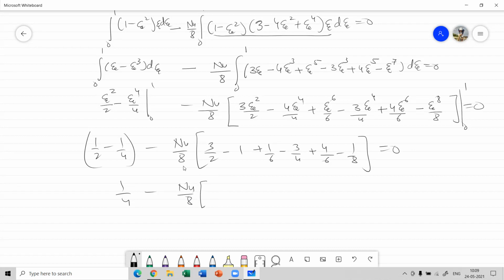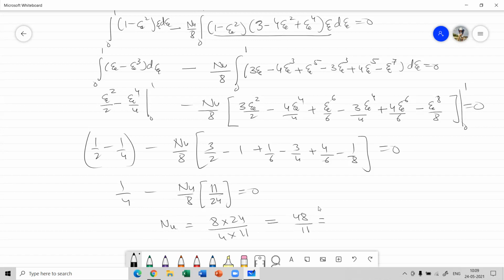Let's find out the value of this with the help of a calculator. So this will be 3 by 2 minus 1 plus 1 by 6 minus 3 by 4 plus 4 by 6 minus 1 by 8. So this is 11 by 24, equal to 0. So the Nusselt number from here comes out to be 8 into 24 by 4 into 11. So this comes out to be 48 by 11.